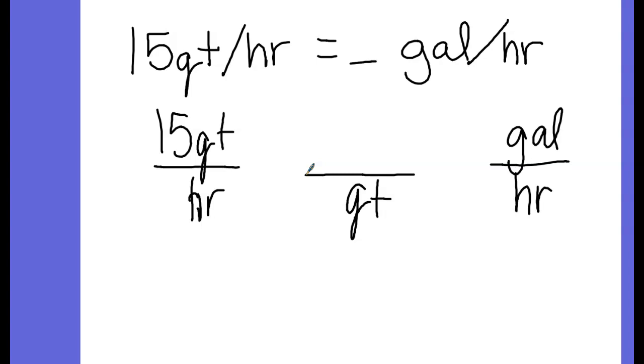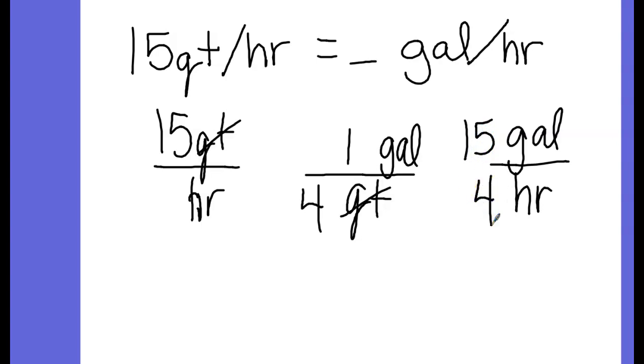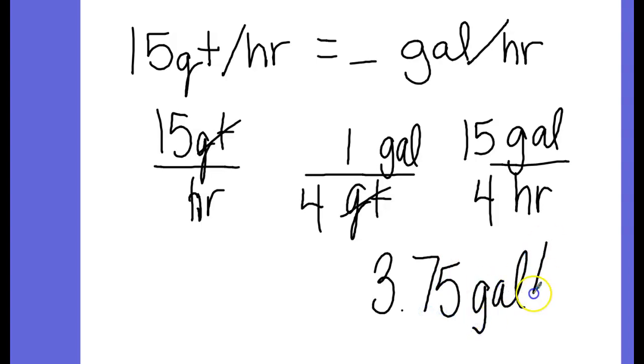Okay, so now that I've got it on bottom, what top label do I want? Gallons. How many quarts are in a gallon? 4. So do I put the 4 on top or on bottom? Bottom, because 4 quarts is the same as 1 gallon. Therefore, my top and my bottom equal the same thing. I can cross off my labels of quarts. I take 15 times 1 is? 15. And then I take 1 times 4 is? 4. So then if I have a number on top of a number, I get 3.75 gallons per hour.